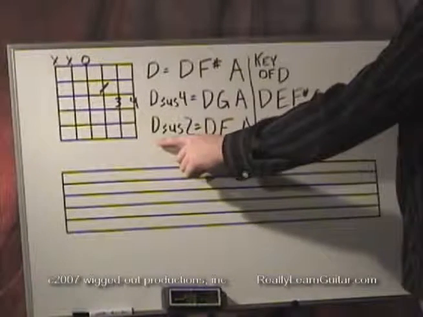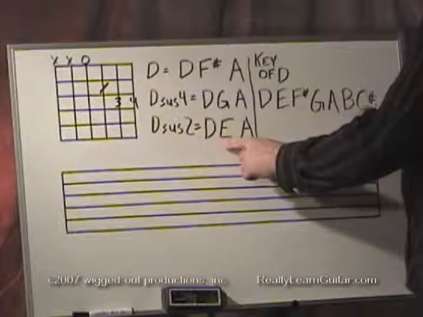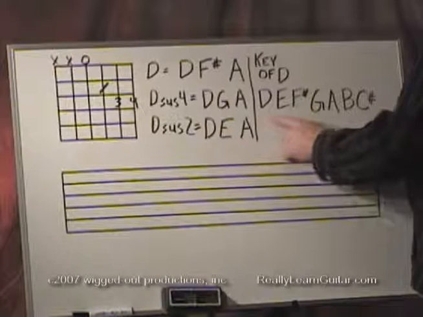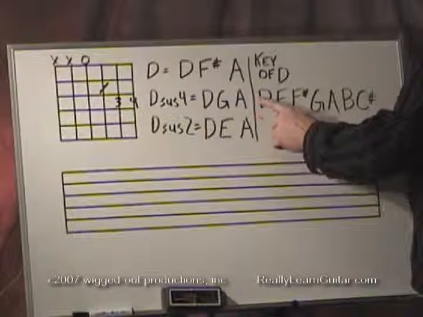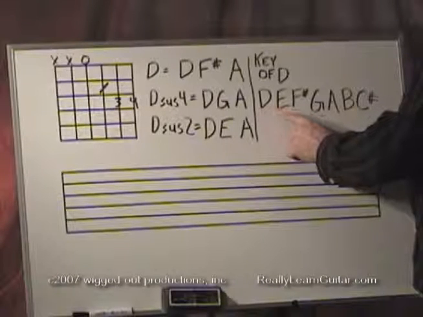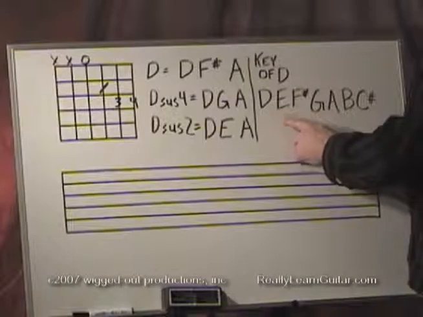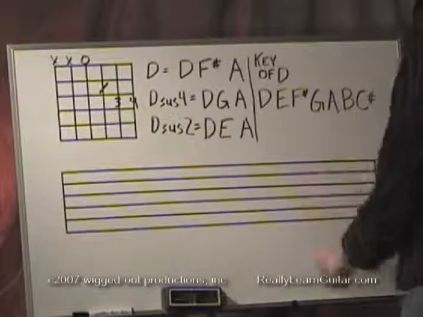Likewise, if you want to play a suspended chord, D sus2, you would have a D, an E, and an A. So in the case of that, the F sharp has been kicked out and replaced with an E note. 1, 2, the 2nd note. That's why it's called suspended 2. Alright? Now let's take a look at the shapes here.